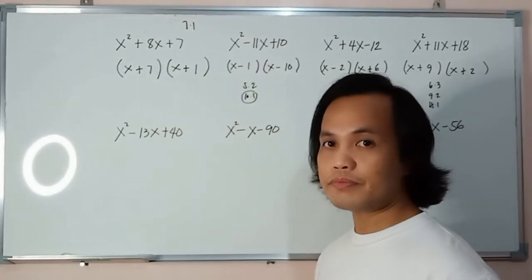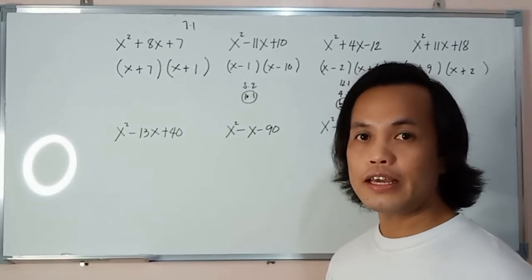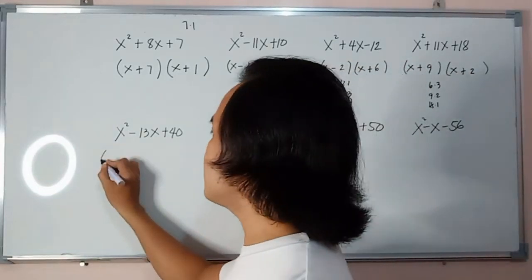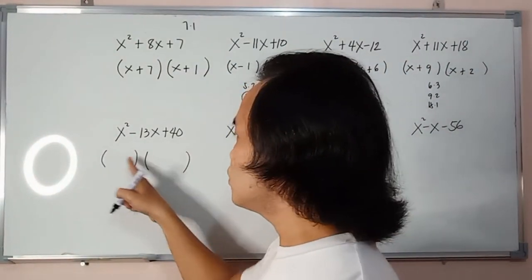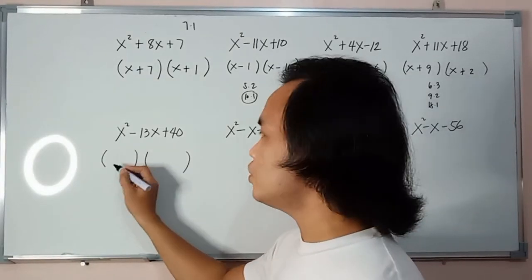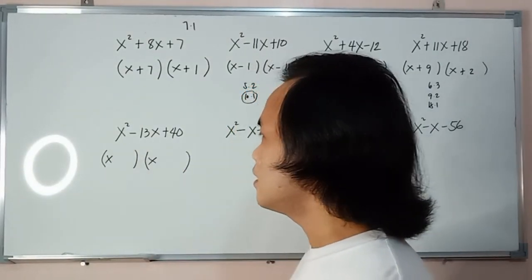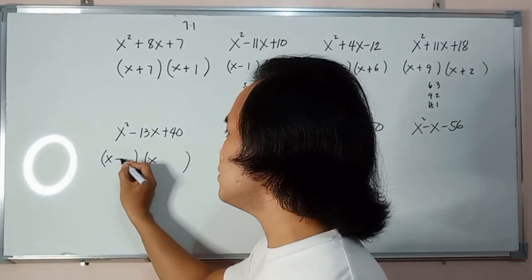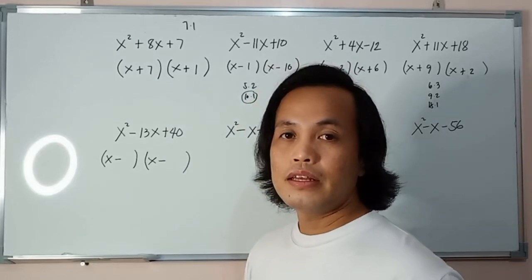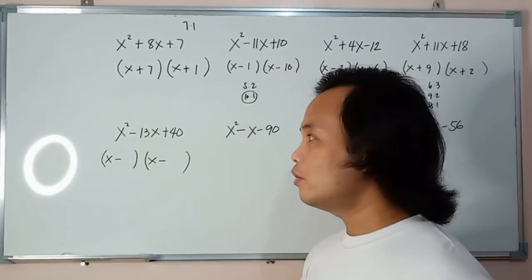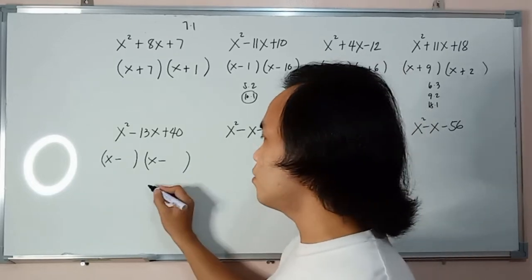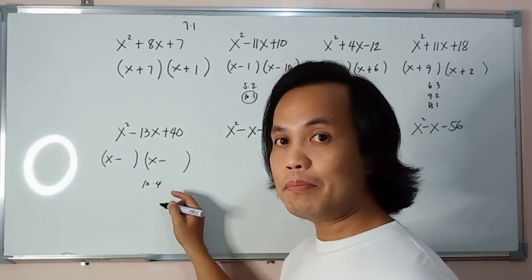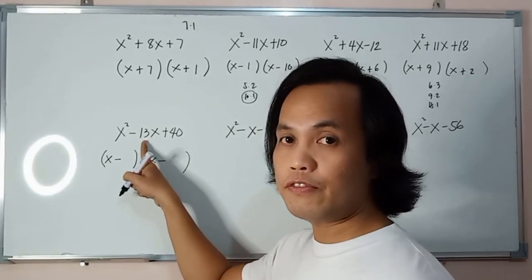Next example, we have here x squared minus 13x plus 40. So still our last term is positive. So we have two binomials, the factors of x squared, so we write x times x. Then, since the last term is positive, we copy the sign of the middle term. Since our middle term is negative, we write negative. The factors of 40 that when added will give us 13. So we can write down 10 times 4. 10 times 4 is 40, but 10 plus 4 is 14, and we are looking for 13.